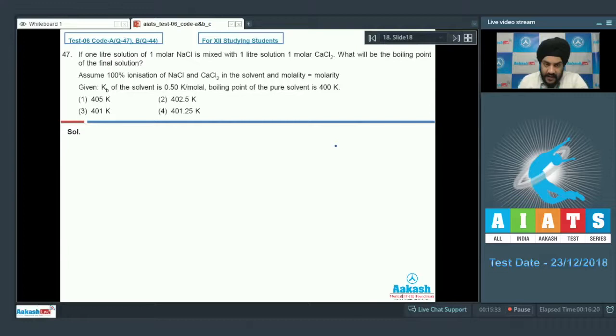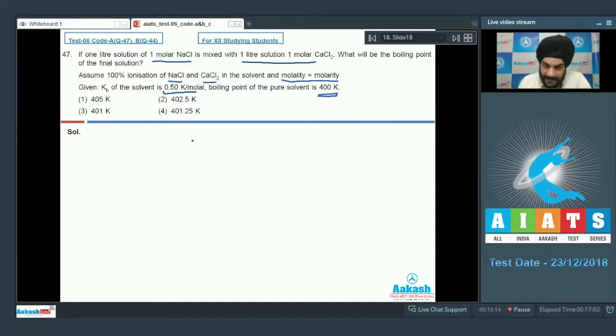Question number 47. If 1 liter solution of 1 molar NaCl is mixed with 1 liter solution of 1 molar CaCl2, what will be the boiling point of the final solution? We have to assume 100% ionization of NaCl and CaCl2 in the solvent and the molarity equal to molality. It is also given to us that the Kb is equal to 0.5 Kelvin per molal and the boiling point of the pure solvent is 400 Kelvin.